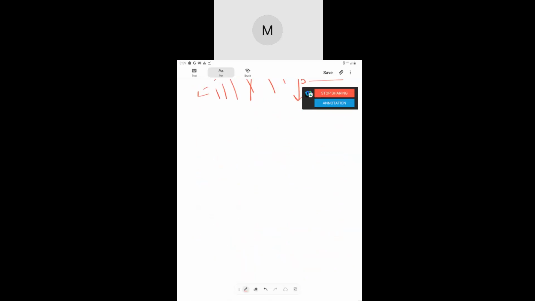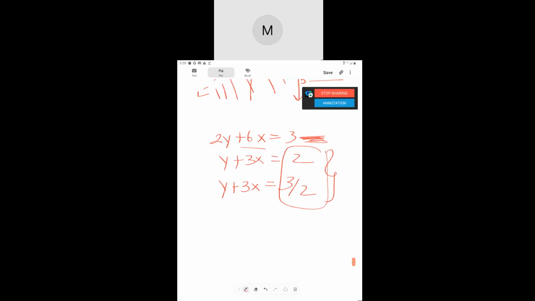If we have an equation, something like 2y plus 6x equals 3 and y plus 3x is equal to 2. If you look at the top equation, if I divide the top equation by 2, I get y plus 3x is equal to 3 halves. But my second equation says y plus 3x is 2. So whenever this situation occurs where this side is different, but this side is the same, that's when you have no solutions. If they ask you such a question, the answer for this would be no solutions.